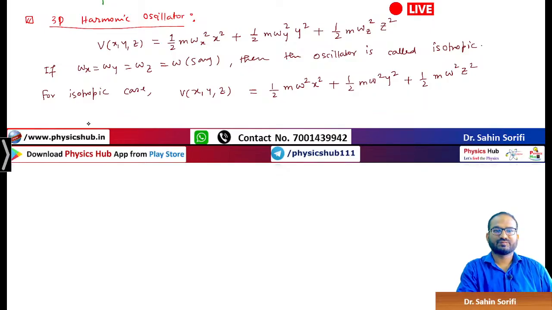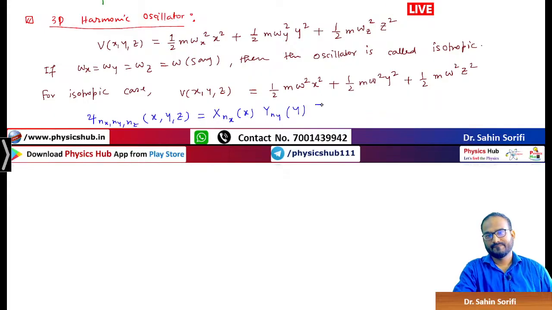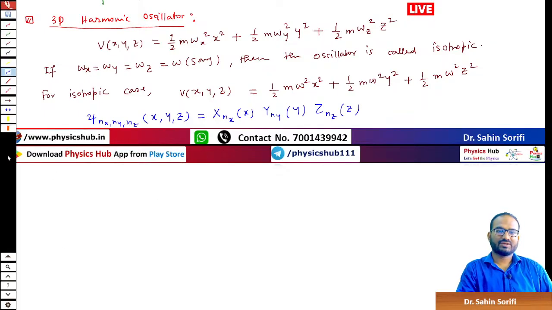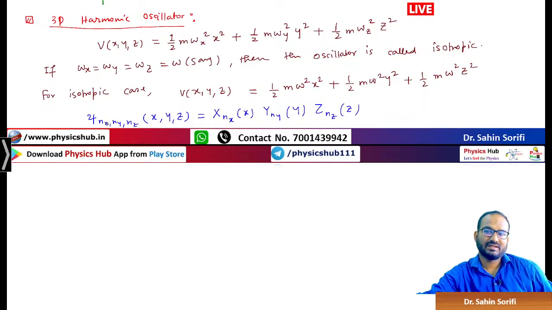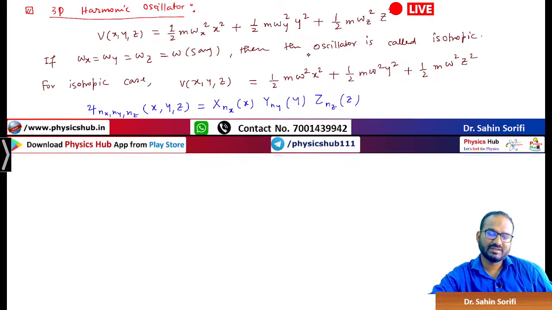So what is the wave function? Psi nx ny nz. It is in 3 dimensions, so you can write it as a function of x, y, z. So you have to multiply the corresponding parts of the wave function for the x axis, y axis, z axis. As simple as that. So the main important thing here is the energy eigenvalue. So what will be the energy eigenvalue?